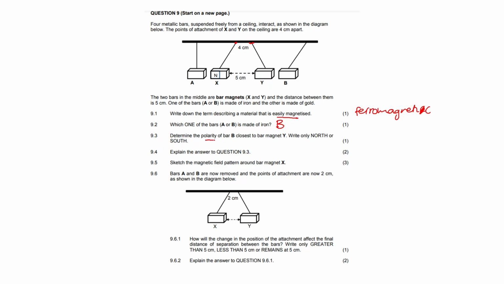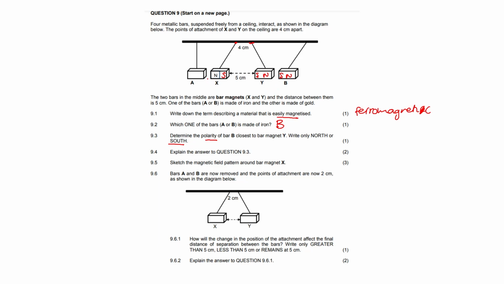9.3. Determine the polarity of bar B closest to bar magnet Y. Write only north or south. And the answer is south. And in 9.4, you have to explain that answer. So if we take a look here, we can see that X has north on the left side, so it has to have south there. These two repel each other, so south has to be there and north has to be there. Because Y and B attract each other, S has to be here and N has to be here. And that is why that is south.